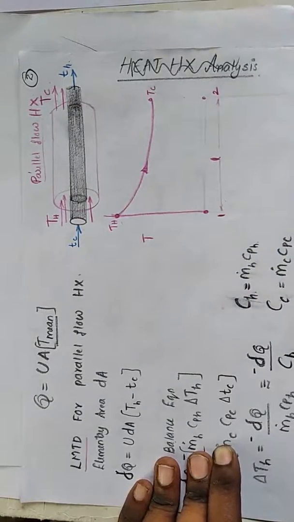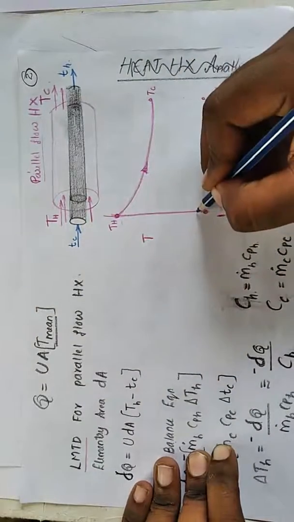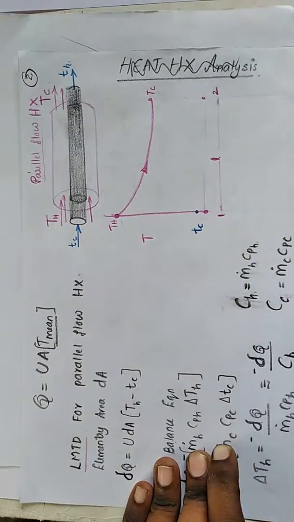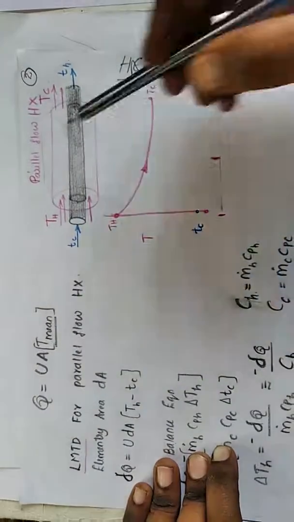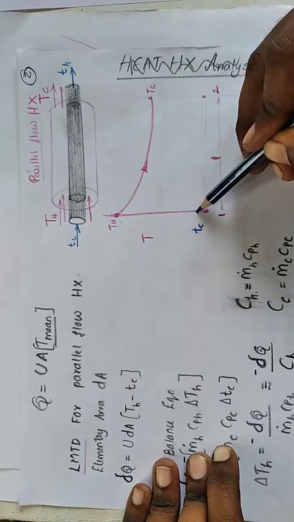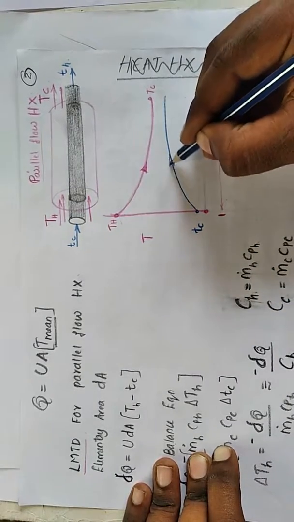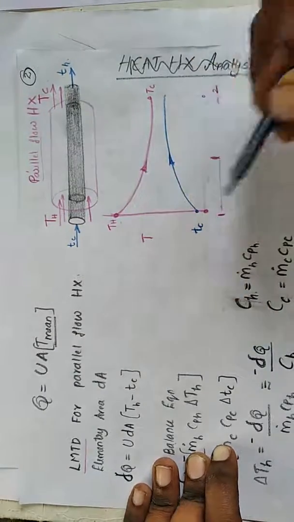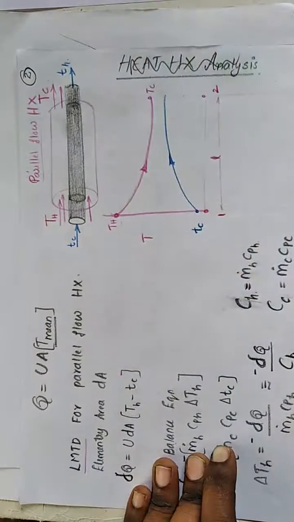Similarly, in the case of the cold fluid, the inlet temperature of the cold fluid should be very low. That means somewhere here, small TC. If the cold fluid flows along this length, the temperature goes on increasing because the heat exchange takes place from the hot fluid to the cold fluid. Hence, the graph will look like so. Here you can see the direction. Both fluids are traveling in the same direction and both fluids end on the same side too. That is a parallel flow heat exchanger.